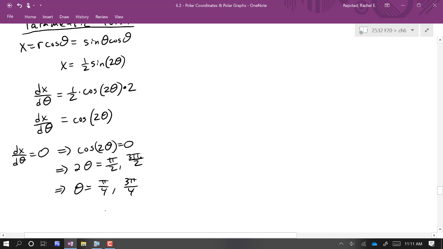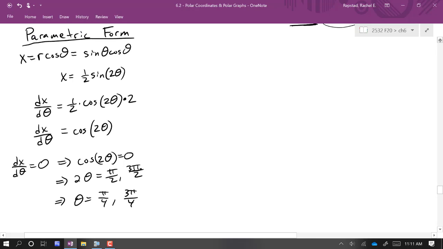I say candidates and not definite because if I find that dy/dθ is also 0 at one of these same values, then that's not necessarily a vertical tangent.